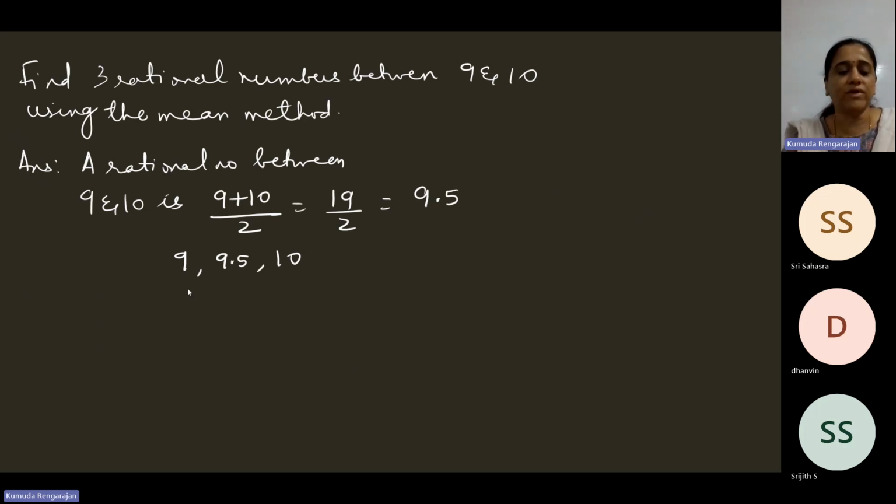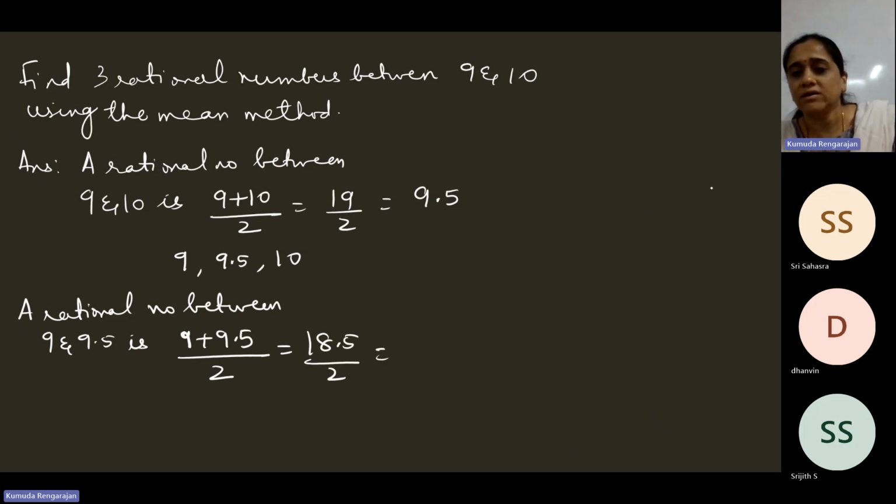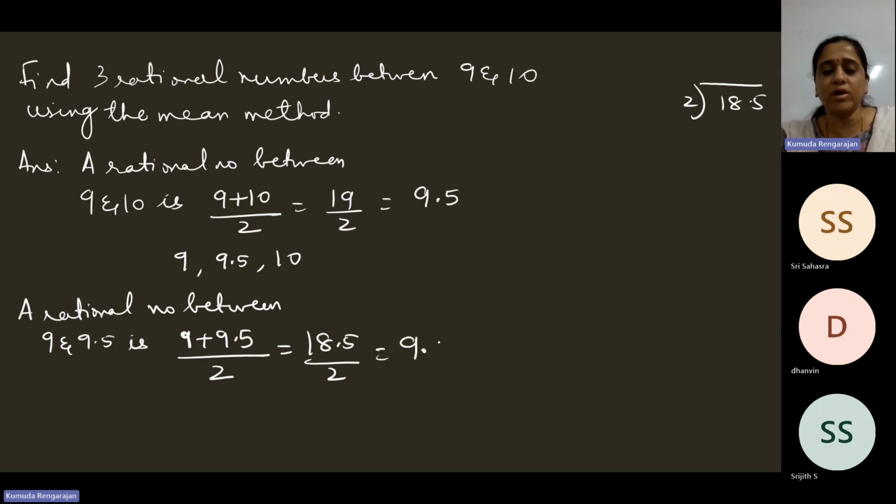Now take 9 and 9.5. A rational number between 9 and 9.5 is, add the two numbers, 9 plus 9.5, and divide by 2. What will you get? 18.5 divided by 2. Do the long division, you get 9.25. Now, between 9 and 9.5, you have inserted 9.25.